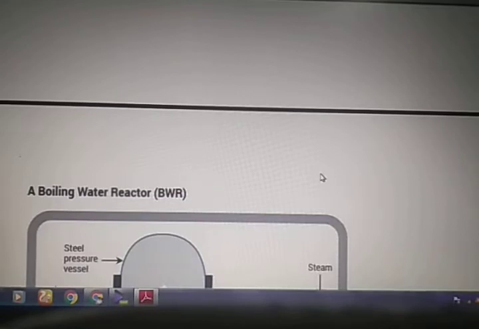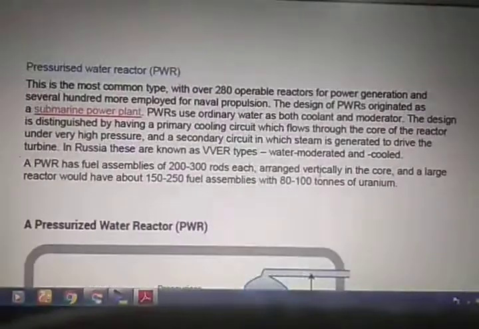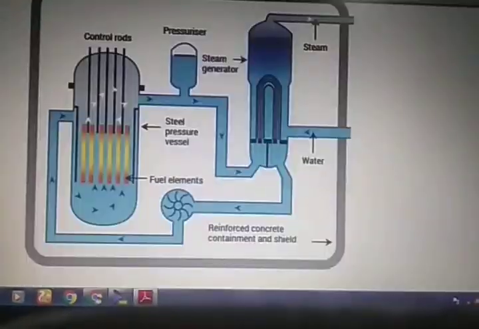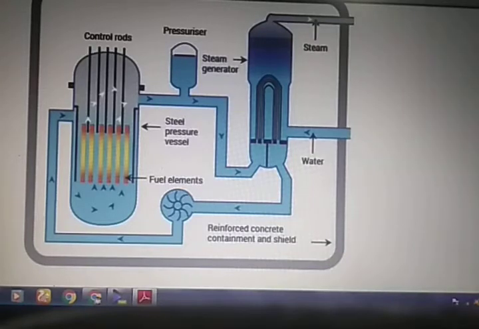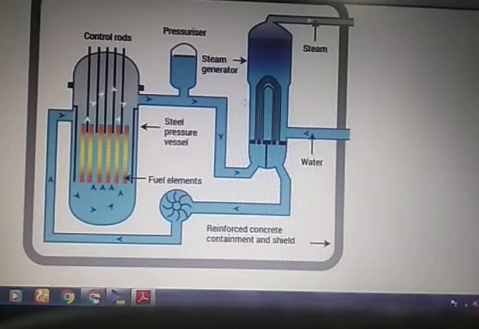There is another type also, the boiling water reactor. Before the boiling water reactor, once more you can see the pressurized water reactor, PWR, is of this design. It is the most common nuclear reactor around the world. This is the steam generator. This is the core of the nuclear reactor where the fission process takes place, inside this large cylinder. This is the outer shell of the nuclear power station.